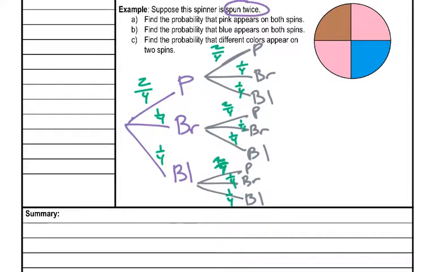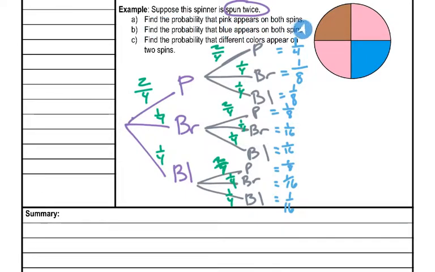And then we multiply straight across to find the combination of both things happening. So of going pink and pink, we multiply straight across, and we get 1/4. To go pink to brown, we're going to multiply straight across, and we're going to get 1/8. And I'm just going to keep going here. All right, so we've got all of these probabilities. So now let's answer the questions.